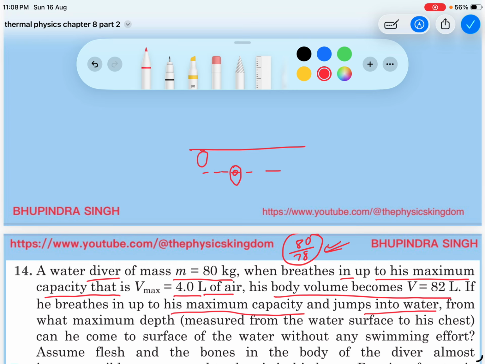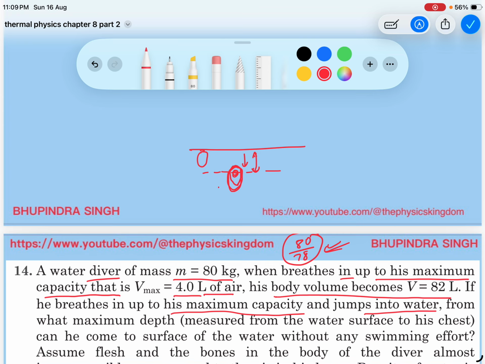But as he is going down, what is happening? Pressure is increasing, which means air inside his lungs is compressing. So the total volume of his body is decreasing. It means its average density is increasing, or you can say buoyant force on it is decreasing. So up to what depth can he go? When buoyant force on him is just balancing his weight. That's it.